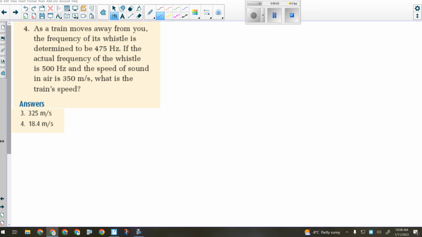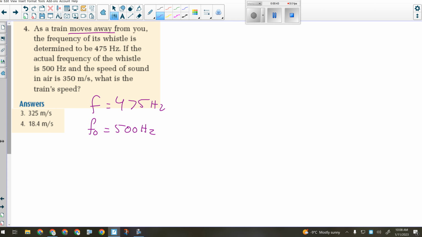Okay, so for this one here, we've got a train moving away from us. We know it's retreating, which means we're going to add the speed of the source. We know the frequency of its whistle is determined to be 475 hertz. If we're determining it, that means we're hearing it. So that's which F, F or FO? F, right. So F is 475 hertz, and then later they tell us the actual frequency of the whistle, which we know is FO, is 500 hertz.